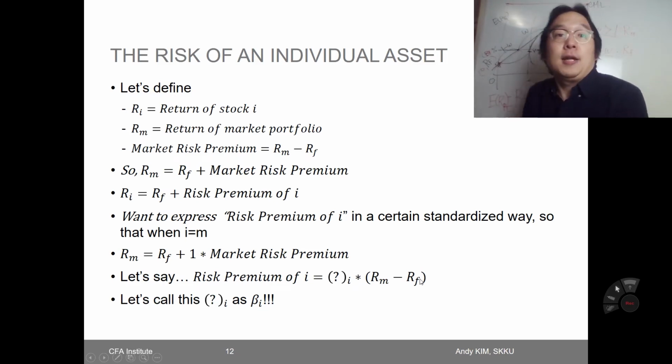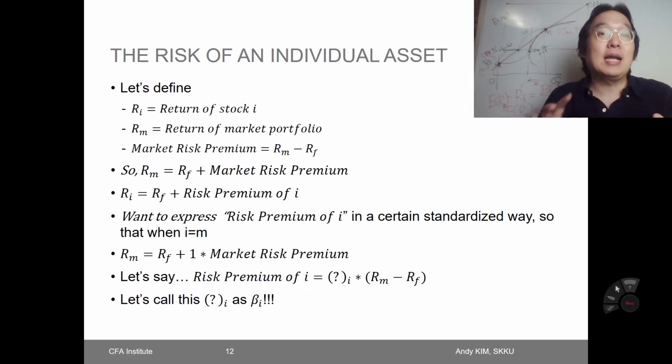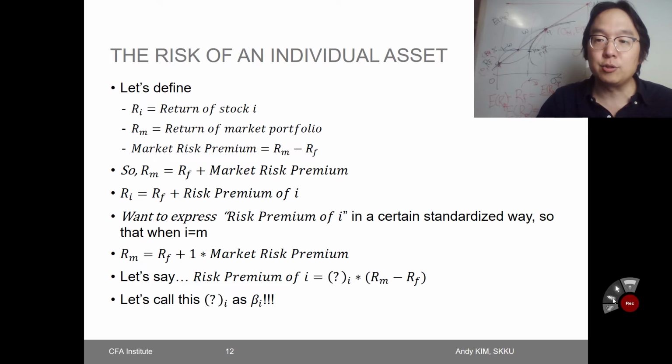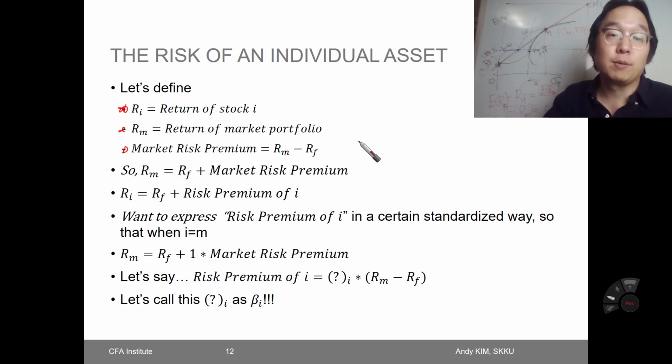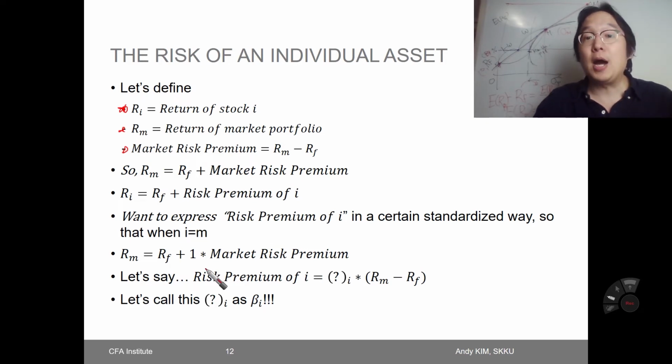Let's define R sub I. It's not minus, it's just a bullet point over there. I should not confuse you. It's just a bullet point, okay? So R sub I, return of stock I, and RM, return of market portfolio, market risk premium, RM minus RF.